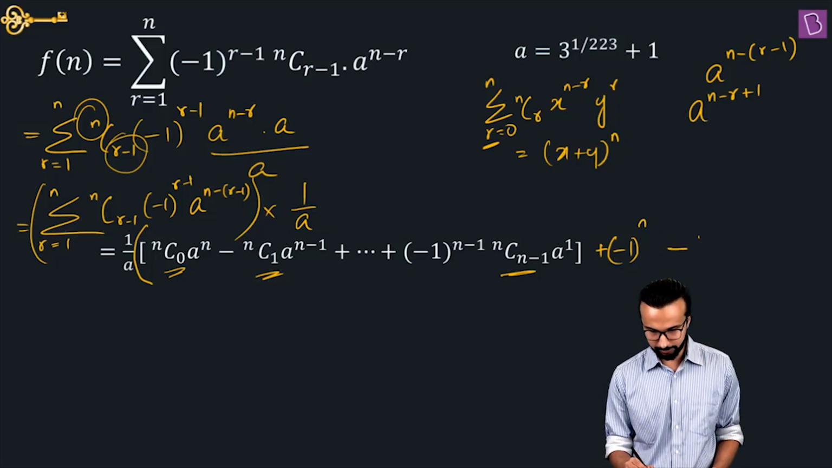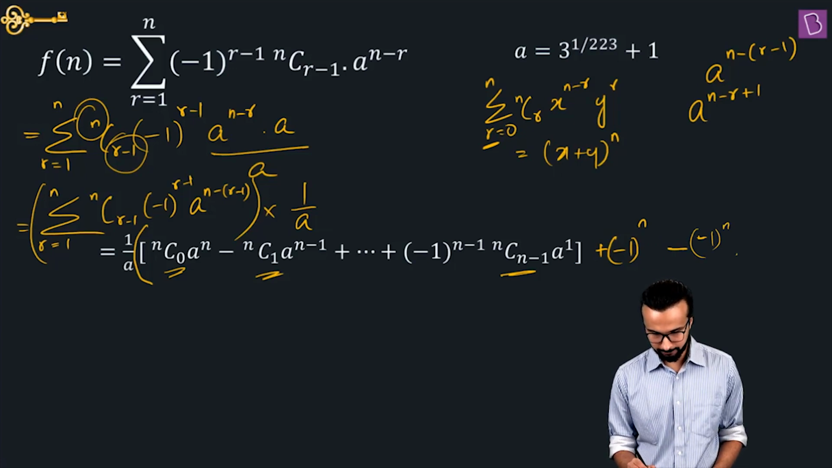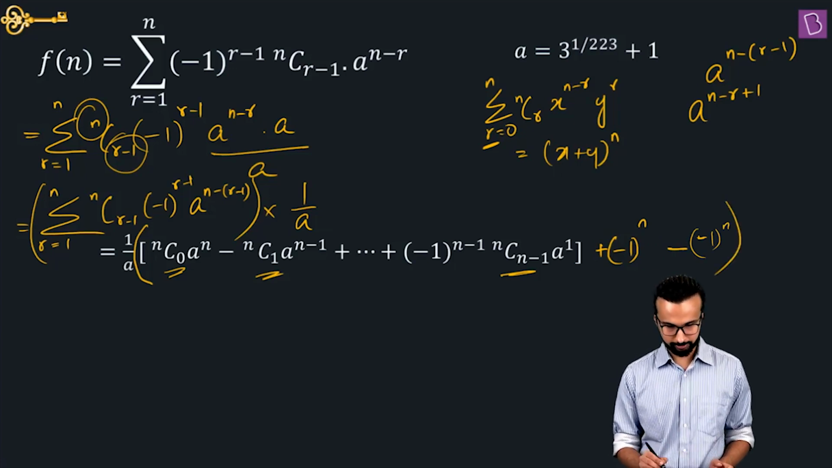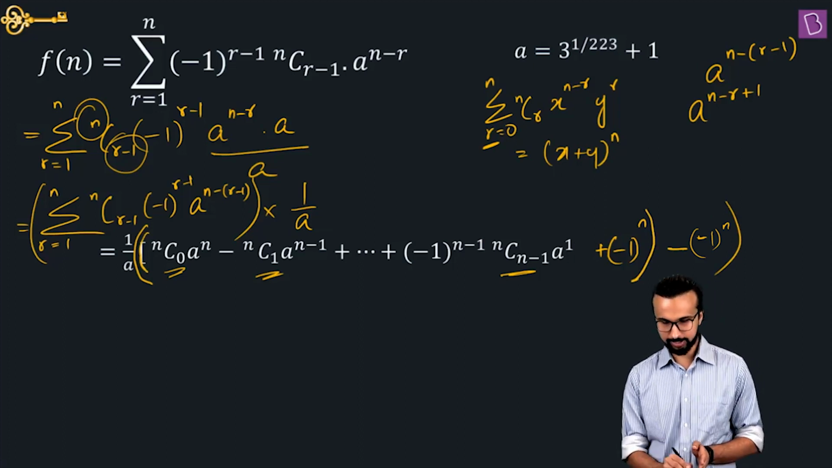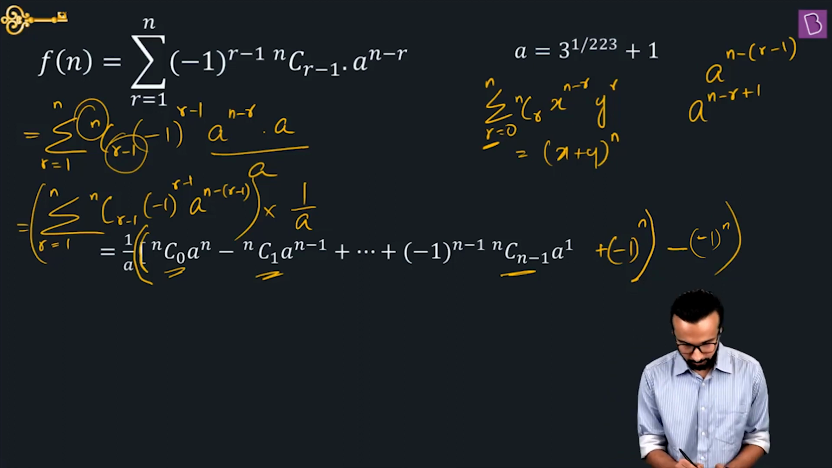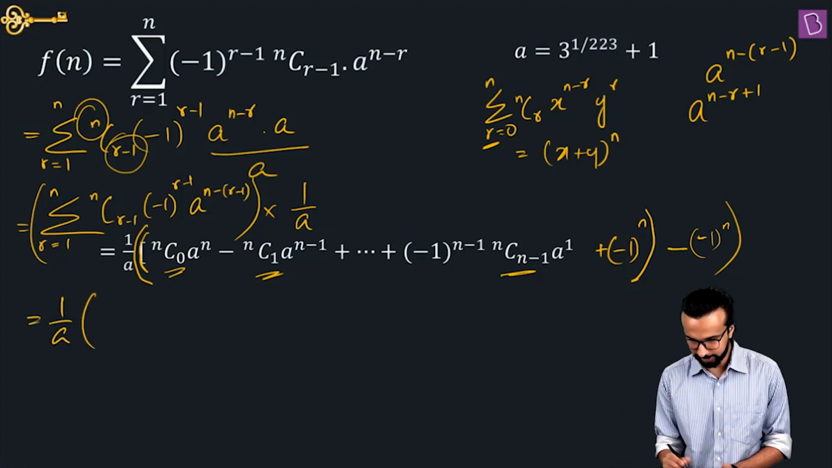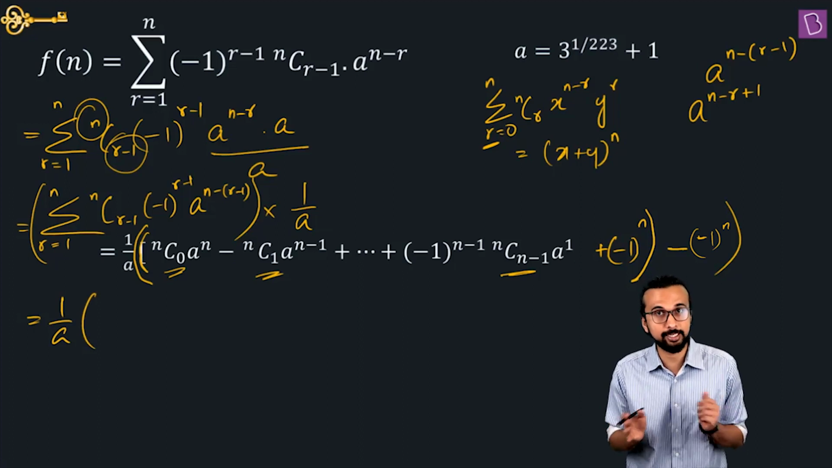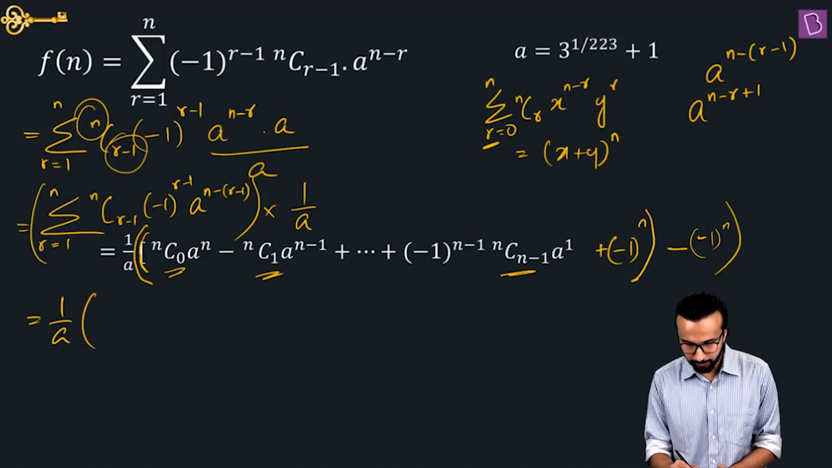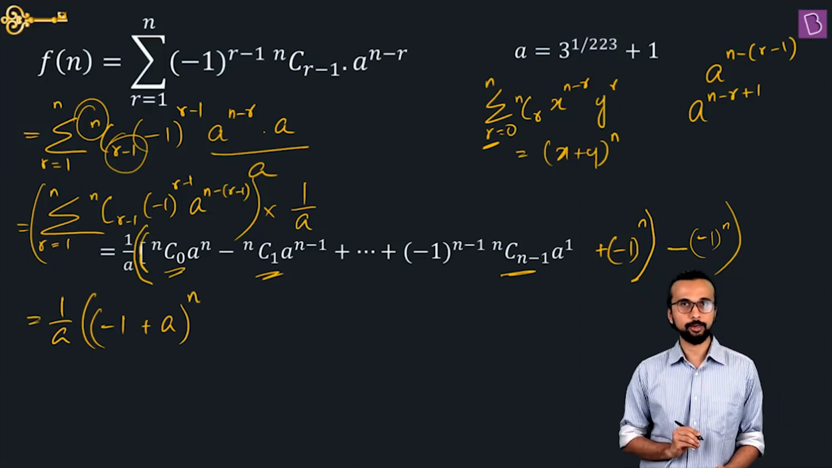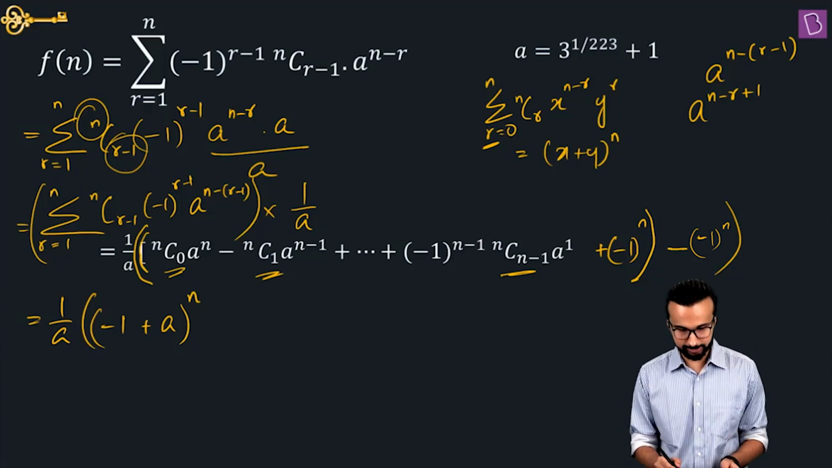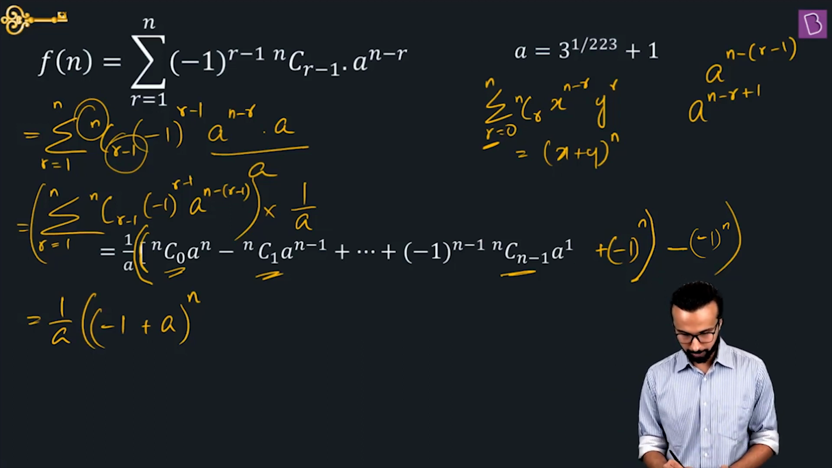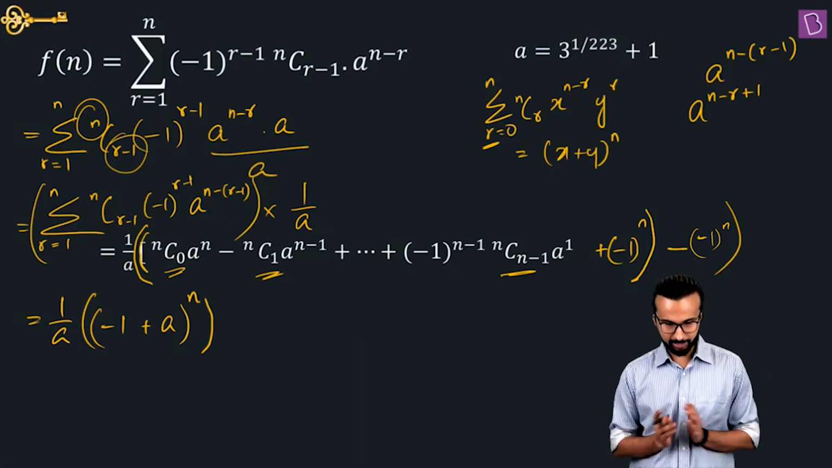Okay, so this is the term I add into it. So I have to subtract that same term here as well. Minus 1 power n will be here and then I'll close the bracket. So here, all these terms till the second last term in this series, we have completed the series. So this becomes nothing but minus 1 plus a raised to n. Alright, so now what do I have here? I have minus 1 plus a raised to n into 1 by a as my f of n.